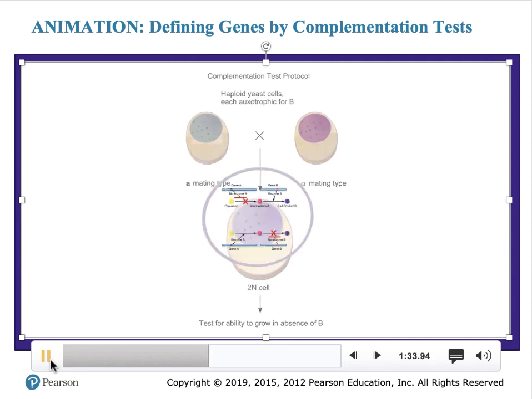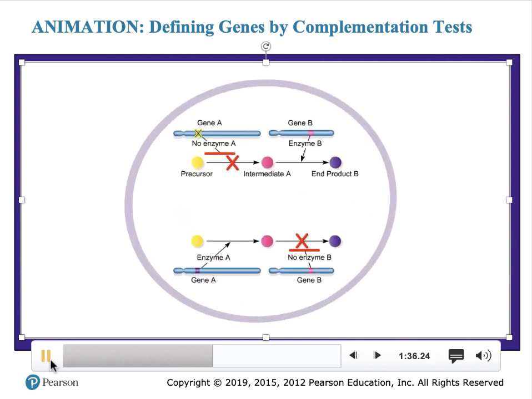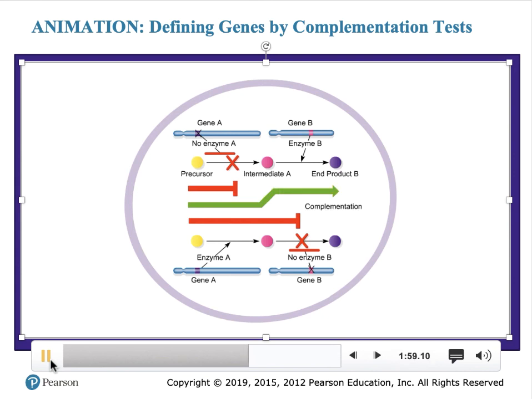If one mutation is in gene A and the other mutation is in gene B, then in the diploid there is still a normal copy of gene A and a normal copy of gene B. So, normal enzymes A and B are both made. We say that complementation of the two mutations has occurred. Each has made up for the other's enzyme deficiency so that, between the two, a complete set of enzymes for the pathway is made and end product B is produced. This result means that the two mutations were in different genes involved in the pathway.